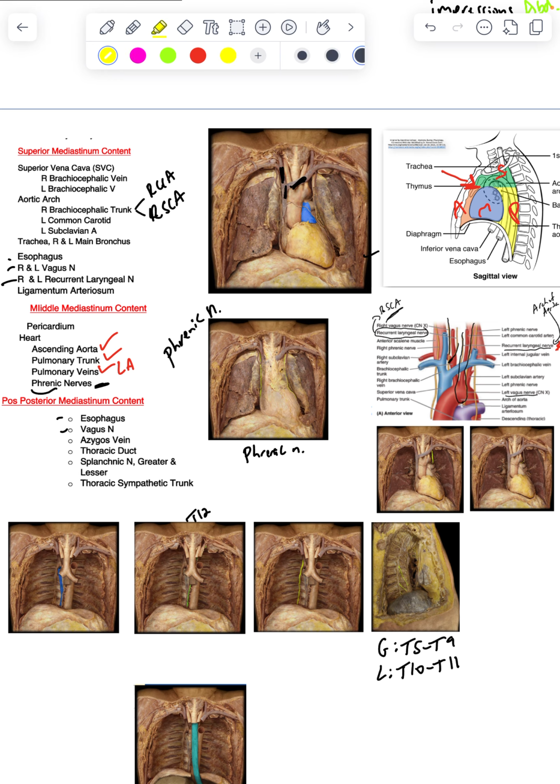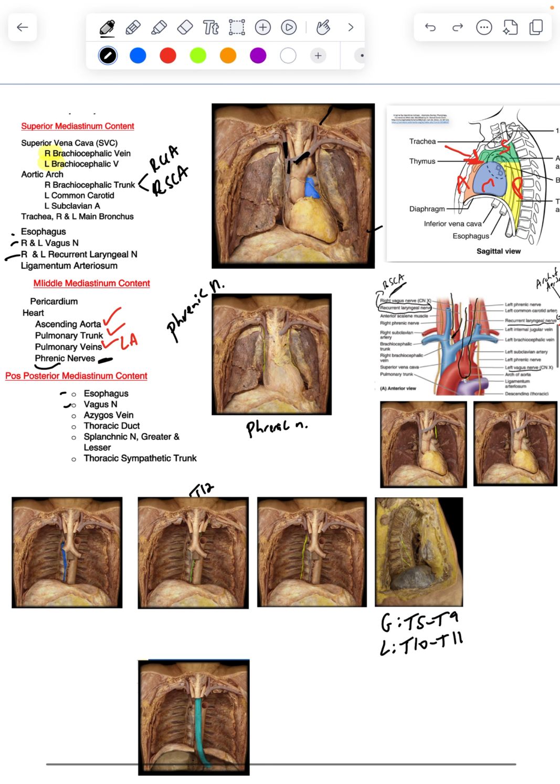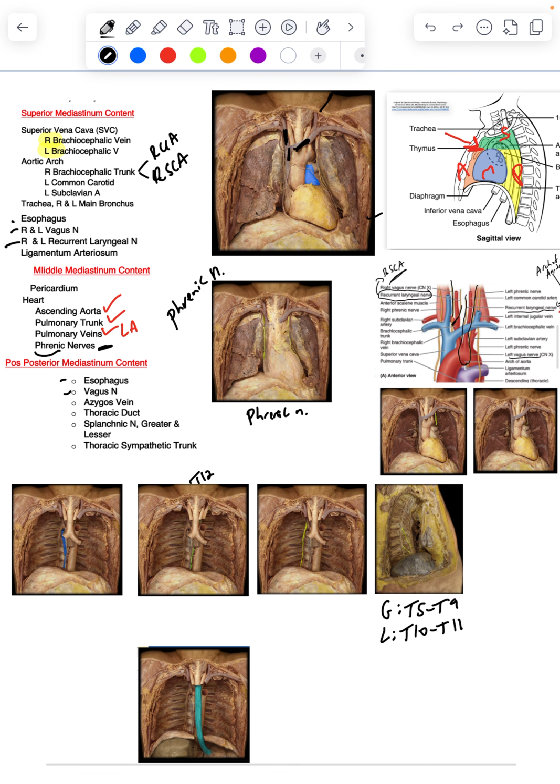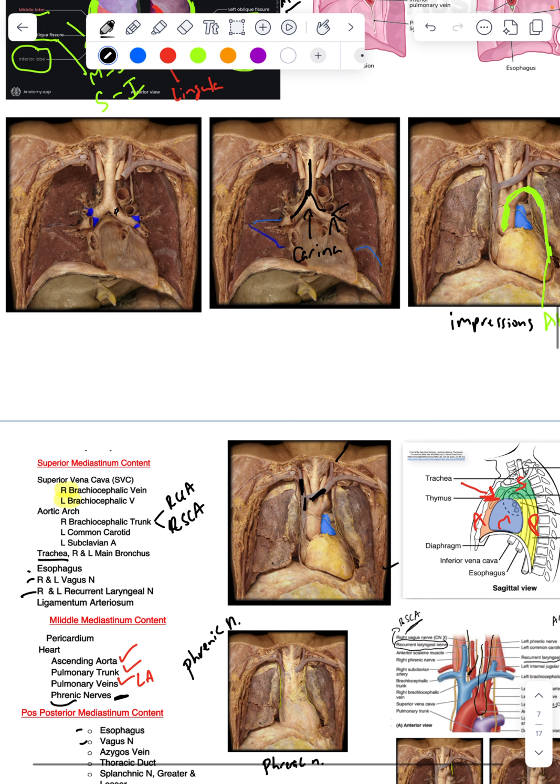So these are the same thing. And then eventually it would be internal jugular vein and then subclavian vein on each side, but we don't have to know that. So that's the key thing between the veins and the arteries, is that the superior vena cava has a brachiocephalic on both sides. The artery only has one on the right. And then the trachea we already went through, but this is your trachea, right main bronchus, left main bronchus.